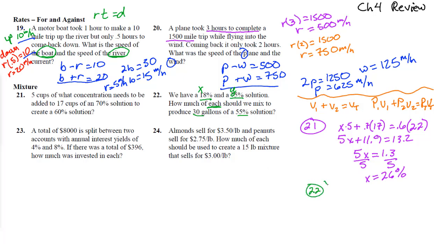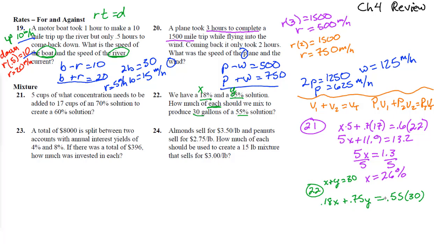So we know that x plus y has to add up to 30 gallons. And then we have that 0.18x plus 0.75y has to equal 0.55 times 30. So that's this equation right here, the percent times the volume, percent times the volume, percent times the volume. And this is actually the equation of how much powder or concentration we have. So we now have two equations and two variables.